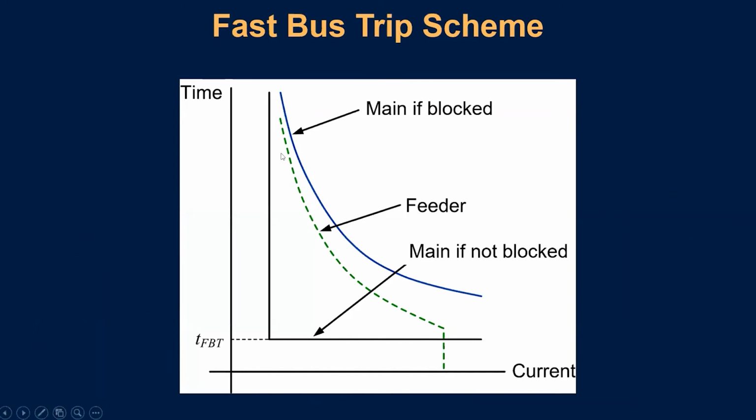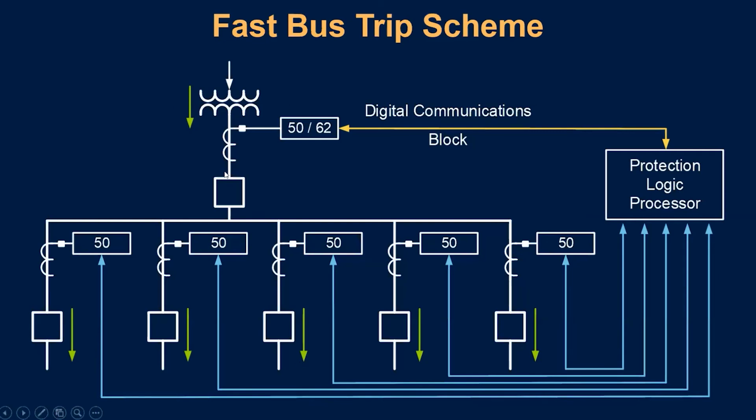But if I employ an instantaneous overcurrent element on my main as well, then I can hold that element there, let it pick up, give myself a very short time delay right here, just to make sure I don't get a blocking signal. And if this guy sees a fault, but none of these feeders send him a blocking signal, then we know the fault must be on the bus. If the fault is on the bus, I need not wait all this time. I can trip after this short time delay.